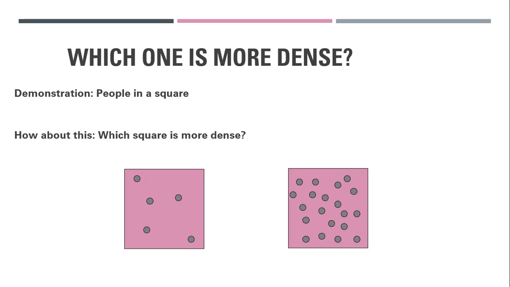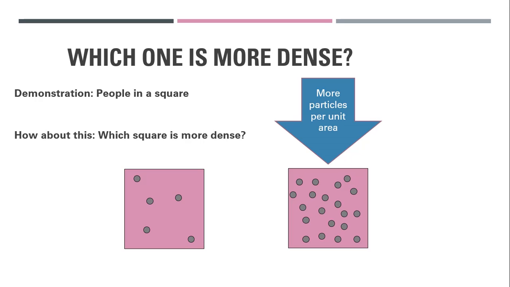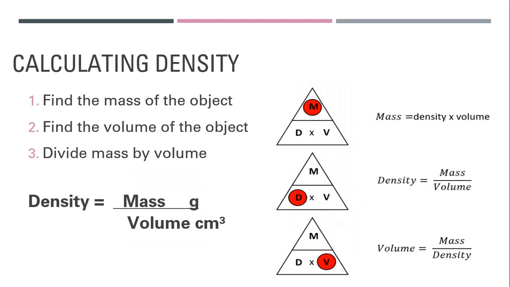And afterwards, we had mentioned this comparison of which square is more dense. So definitely the one on the right hand side. Why? Because it contains more particles in a certain volume, which is the same volume as the square on the left hand side. Right?